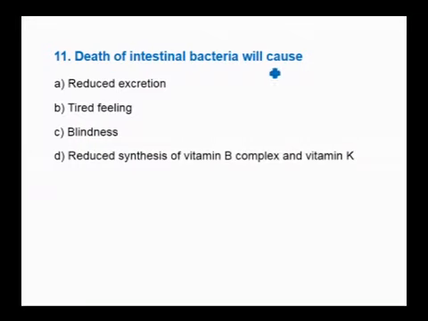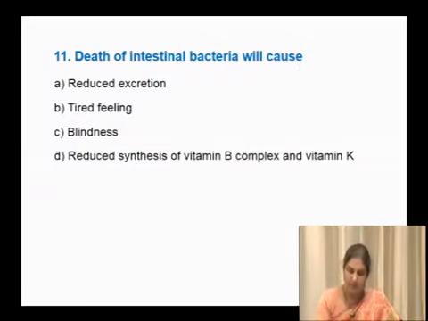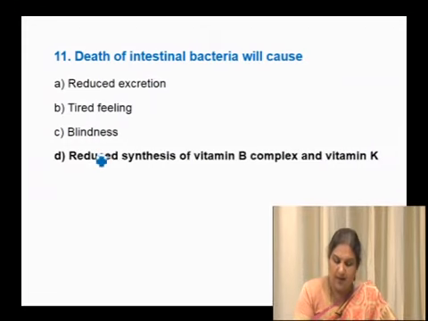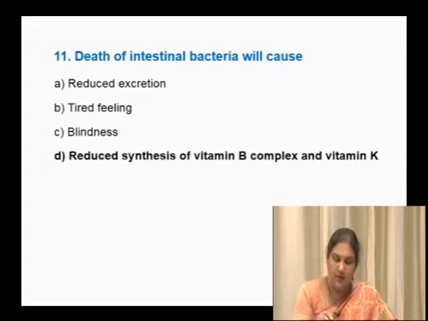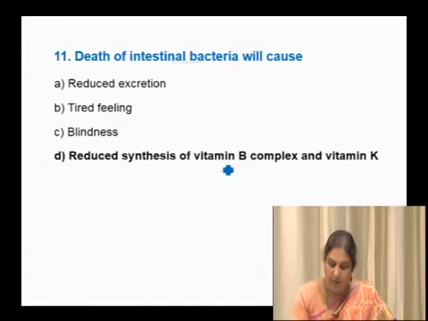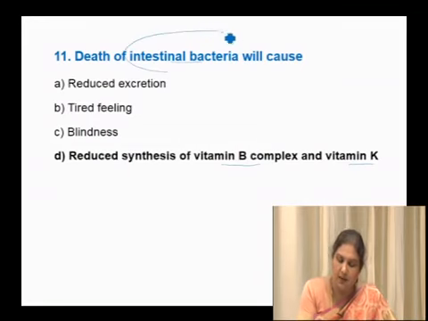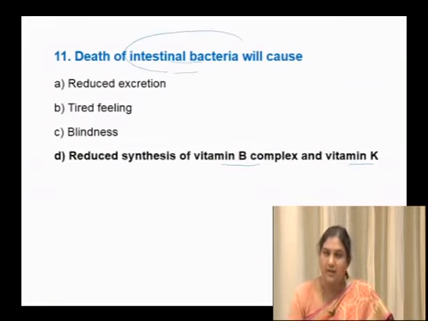The death of the intestinal bacteria will cause reduced synthesis of vitamin B complex and vitamin K, and reduced excretion. If we do not drink water properly, then there would be abnormal functioning of the kidney. A tired feeling is also seen, and blurriness in the vision is also seen. But synthesis of the vitamin B complex and vitamin K is because of the intestinal bacteria, which we call the beneficial bacteria, Escherichia coli.